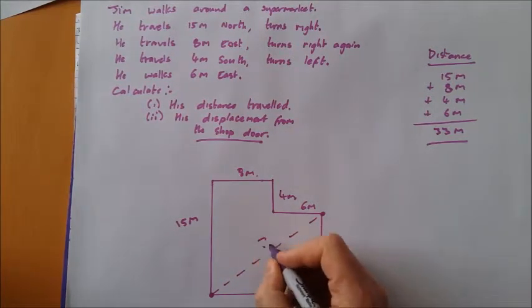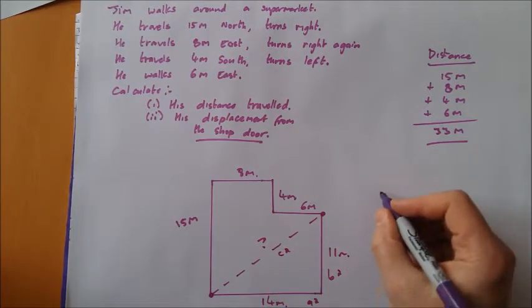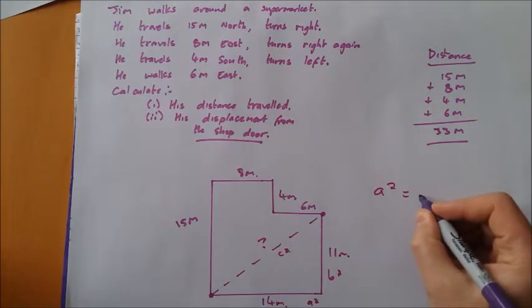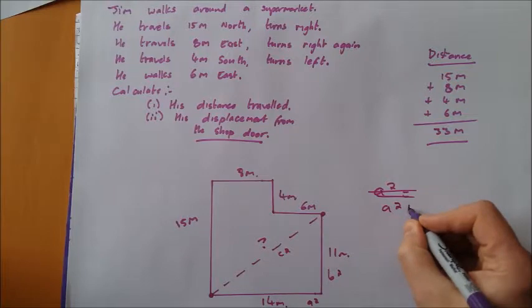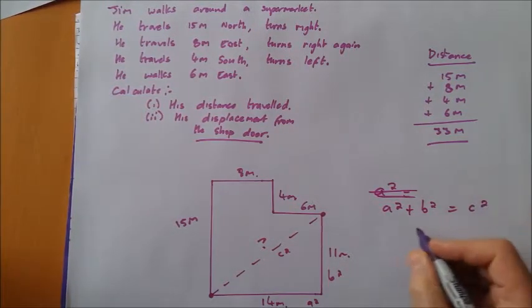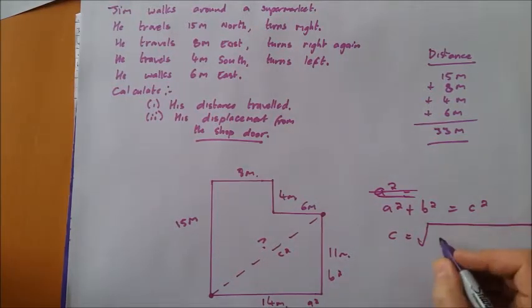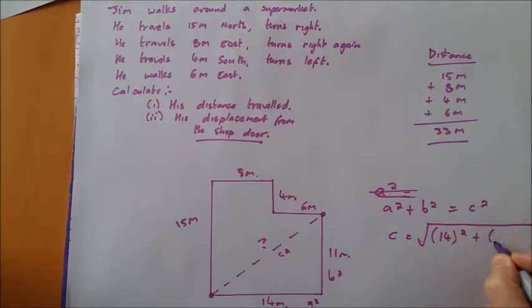So to find our vector quantity here, a squared plus b squared equals c squared. A simple mistake can be made here. C is the square root of a squared plus b squared, which is 14 squared plus 11 squared.